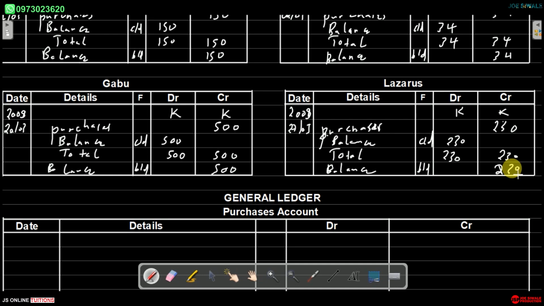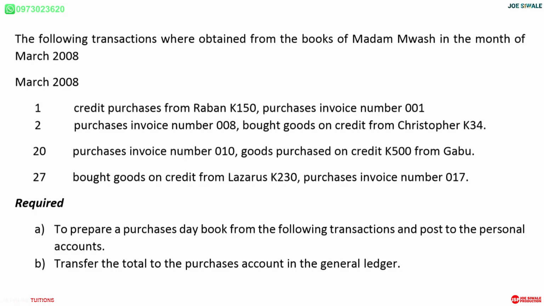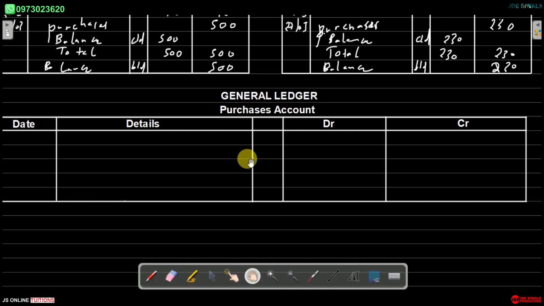Where you have questions, please ask. So let us look at the next part of the question. Question B reads, transfer the total to the purchases account in the general ledger. And we know that the principle when recording in the purchases ledger is that for each and every personal account for the supplier, we are going to credit that account.